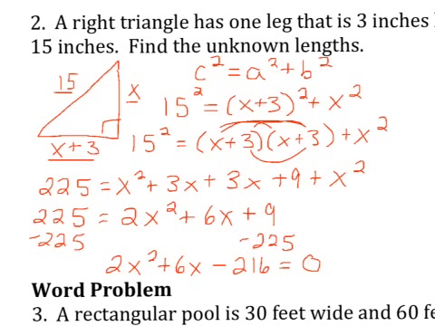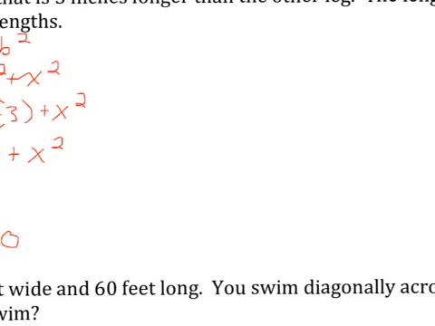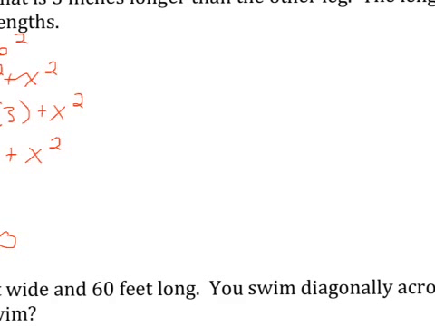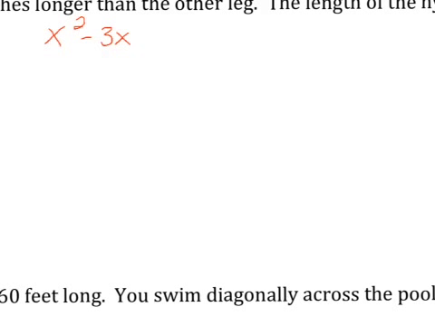Again, you may notice that we can divide all of these numbers by 2 to help us make the problem a little bit easier. So after we divide everybody by 2, we get x squared minus 3x. And let's see, is that plus 108 or minus 108? Equals 0.